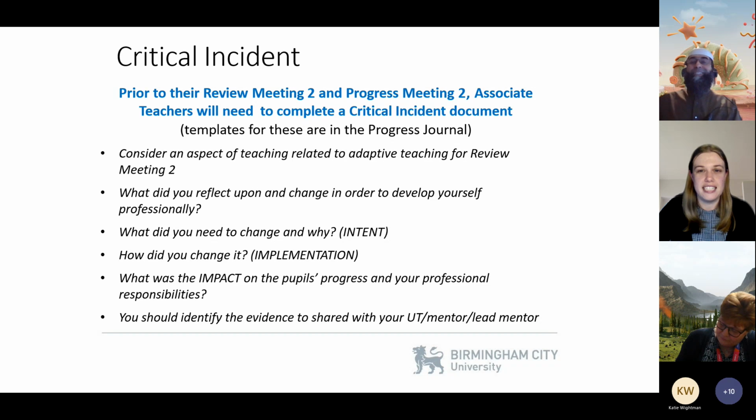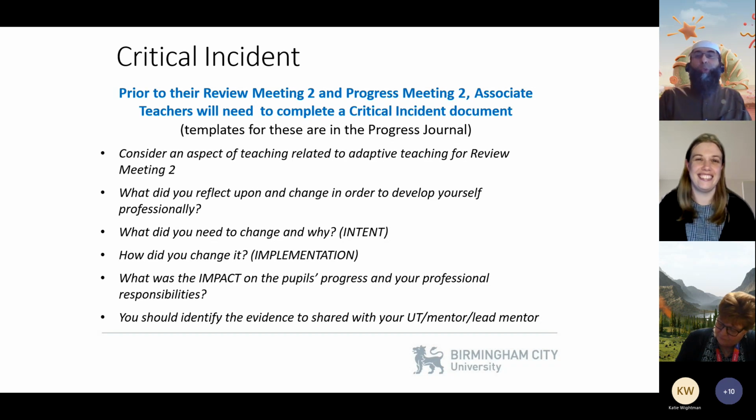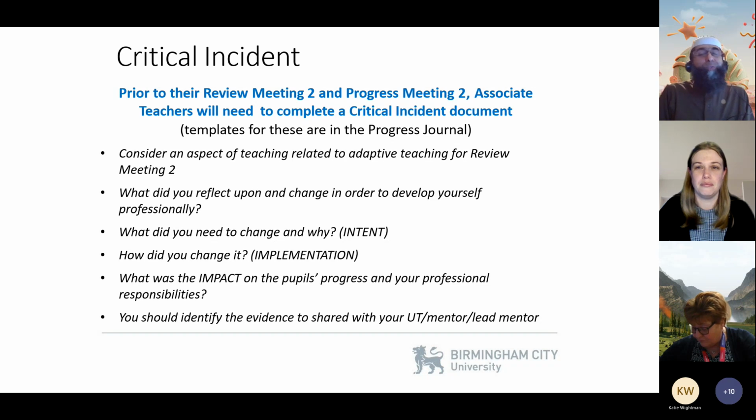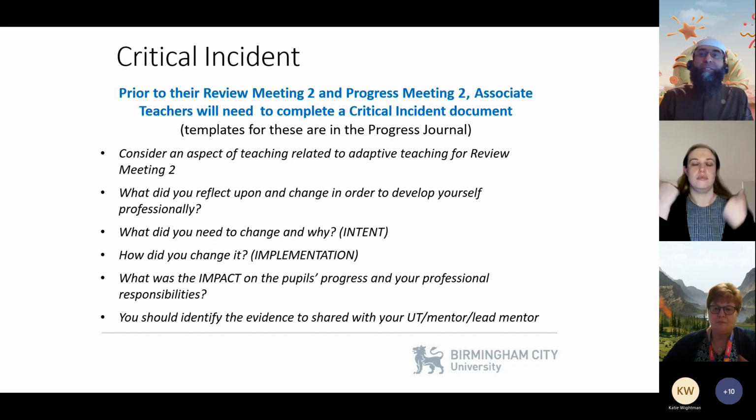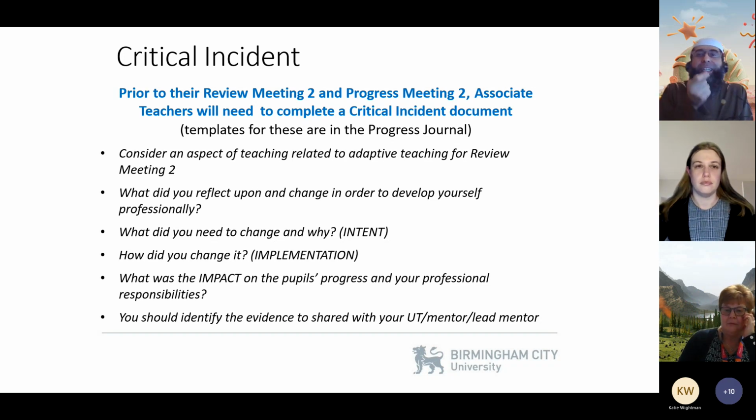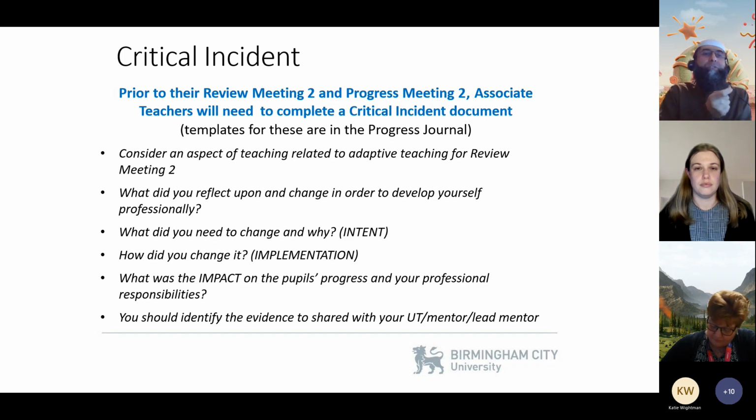Imran, did you want to talk about critical incidents? Yes. Now, a critical incident, as you know, is defined in various ways. It is not something that has gone horribly wrong or is a disaster. What we have explained to our associate teachers is that a critical incident is something that has really changed your thinking, something that has actually made you stop, reflect, and look at something in a different way, or has opened up a corridor of new ideas. So anything which has had a profound impact on that, that is what the critical incident is.